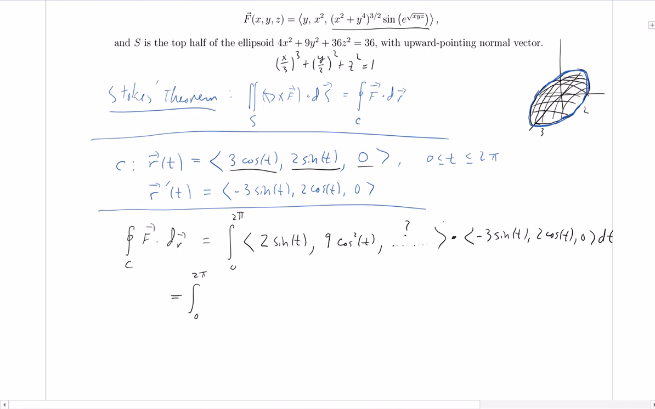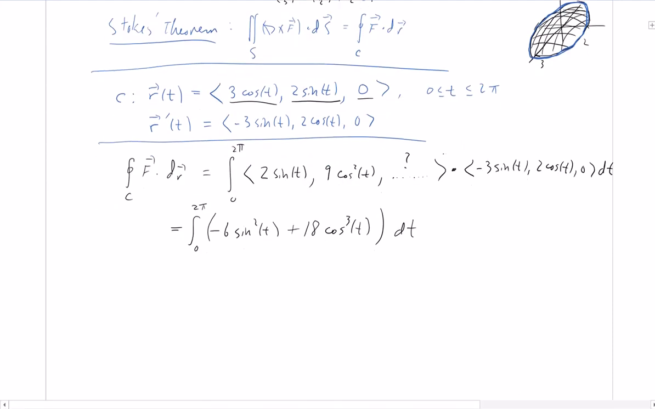Okay, so let's do this dot product. We get minus 6 sine squared of t plus 18 cosine cubed of t plus 0 times the big nasty expression. Okay. So to integrate sine squared, we use the trig identity that sine squared is equal to 1/2 times (1 minus cosine of 2t).